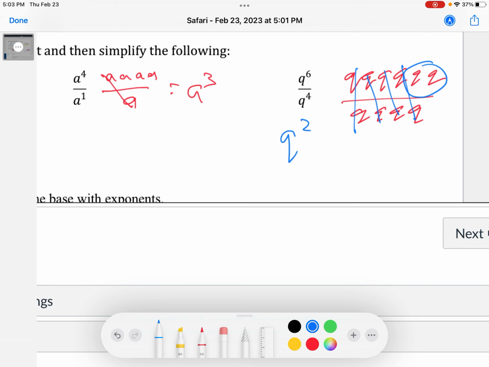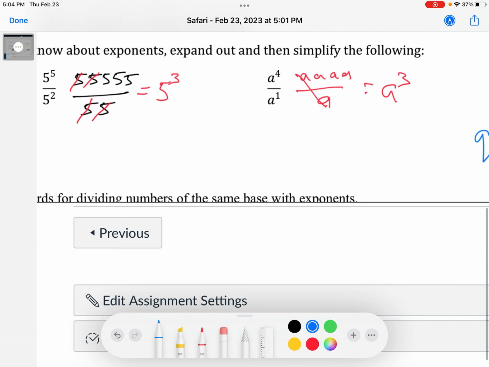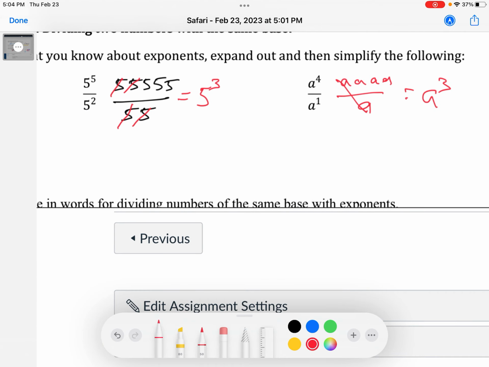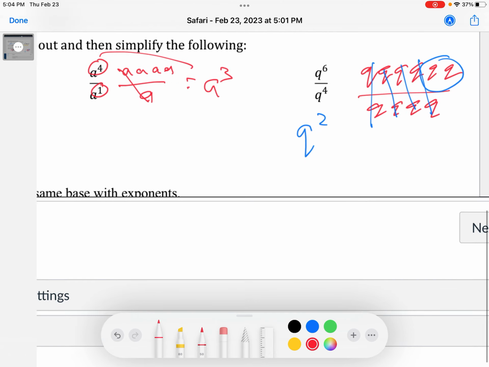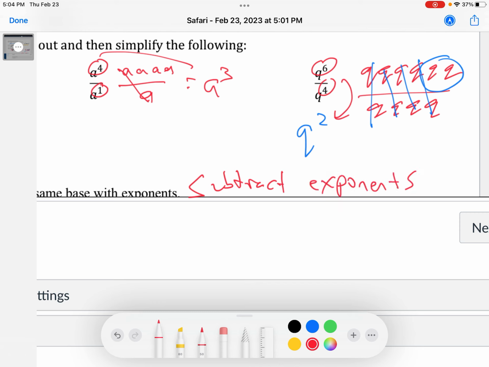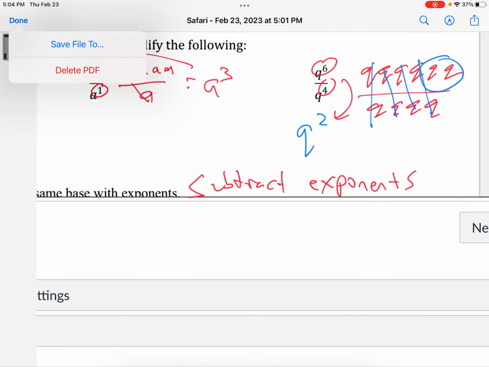Okay, so we need to come up with a rule for what we're doing here. What are we doing here? We got a 5 and a 2, and it turned into a 3. A 4 and a 1 turned into a 3, and a 6 and a 4 turned into a 2. And if you said subtract the exponents, then you are exactly right. So when we multiplied, in our previous example, we add the exponents. Now here, when we divide, we subtract the exponents.